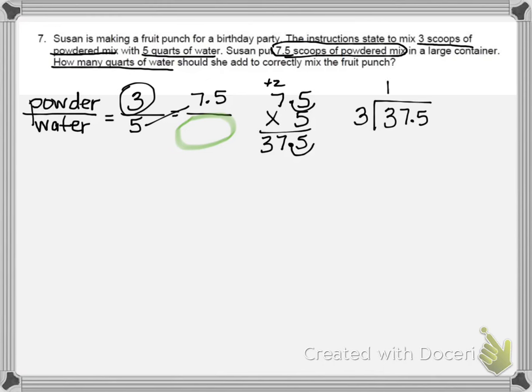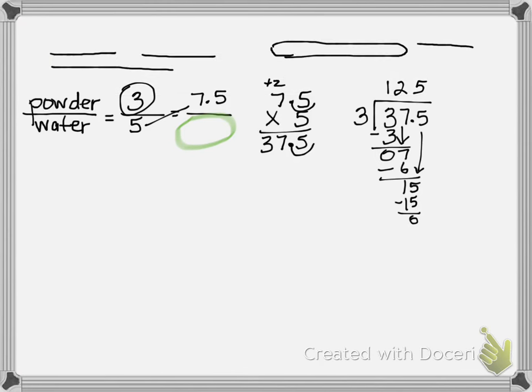3 divided by 3 is 1. Bring down the 7. How many 3's fit in 7? 2, which is 6. We subtract. 3 into 15 is 5, which is 15, and 0. Don't forget your decimal. It goes right here. Therefore, Susan needs 12.5 quarts of water to make 7.5 powdered mix.